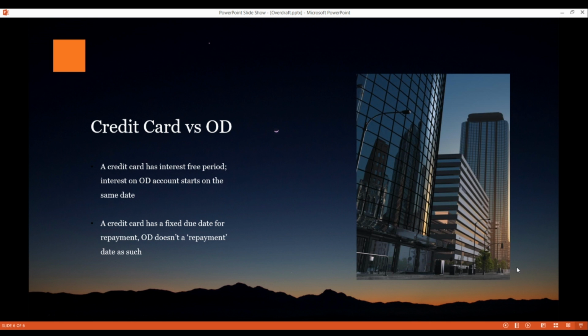Now, the second thing is every credit card has a due date. There's a cycle. Let's say your card's bill generation date is the 13th of every month. So on the 13th of the next month, you will be getting the next bill. But when it comes to overdraft, there is no such repayment date as such. So these are mostly what we can think about when it comes to the difference between credit card and overdraft, right?